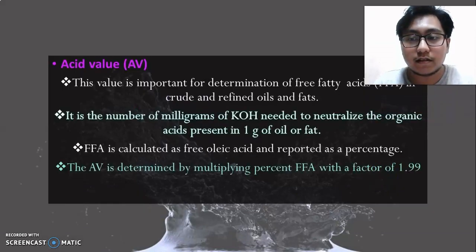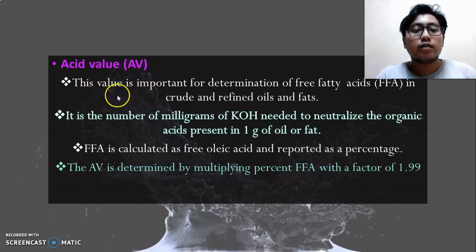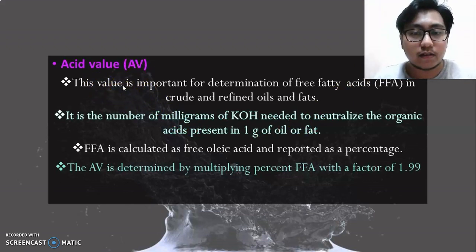Alright, let me adjust this. Okay, so next is acid value, or AV. Acid value is very important for the determination of free fatty acids in crude and refined oils and fats. It says here, acid value is the number of milligrams of KOH, or potassium hydroxide, needed to neutralize the organic acids present in 1 gram of oil or fat.